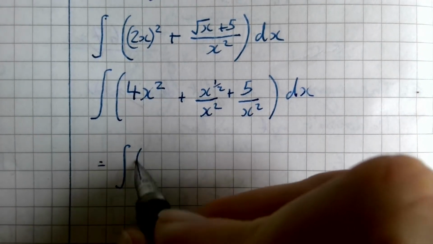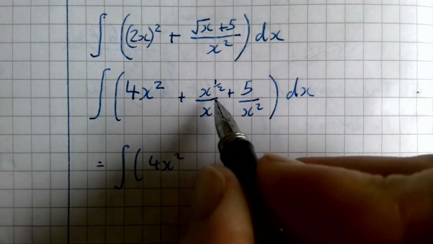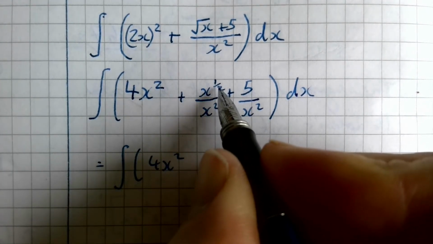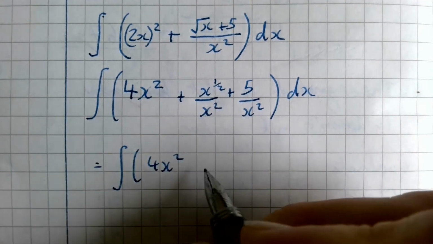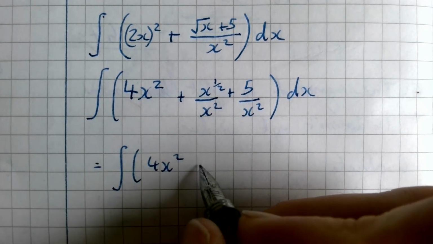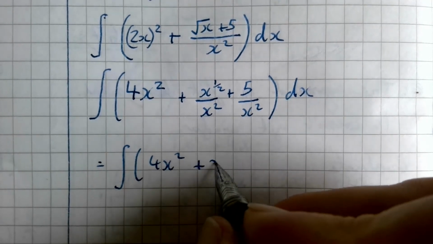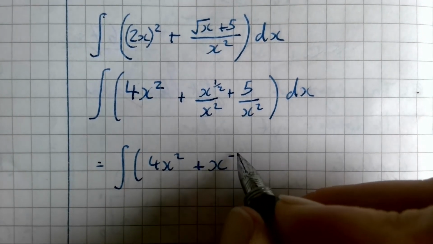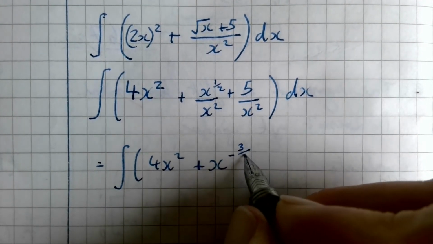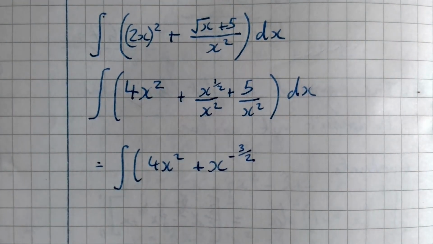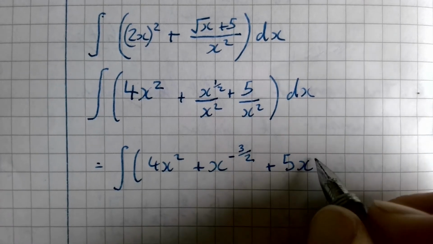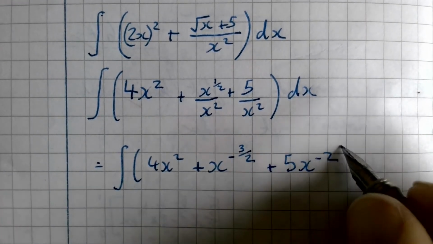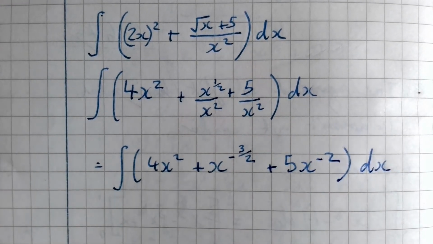So we go again, 4x squared is sorted for now. A half to the power half divided by that one, the power half take 2 is minus 1.5, isn't it? So we're going to have the power of minus 1.5, which is minus 3/2. And then the last one, a little bit simpler, just x to the negative 2. And that's what we're integrating.